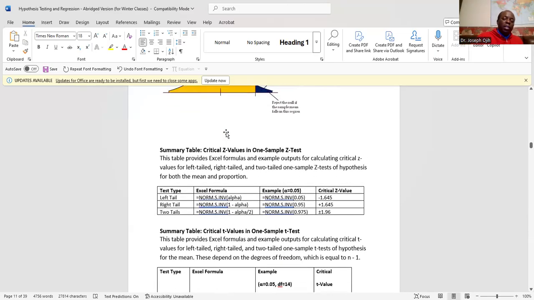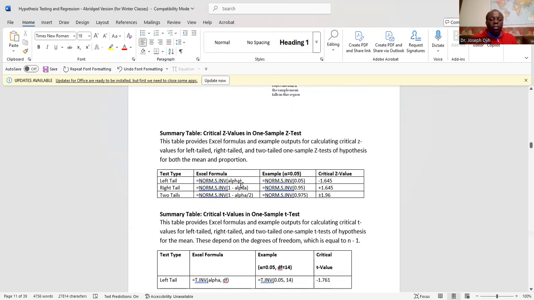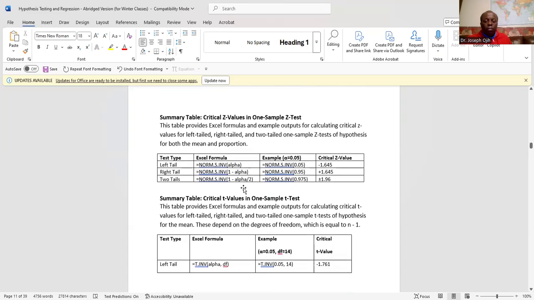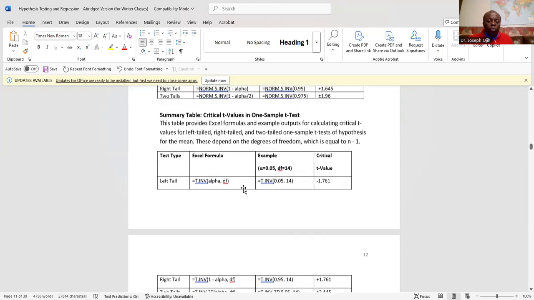Now, having explained that, we can look at the critical values. Now you understand what left tail, right tail, and two tail mean when it comes to hypothesis testing. Let me show you how to find the critical values.